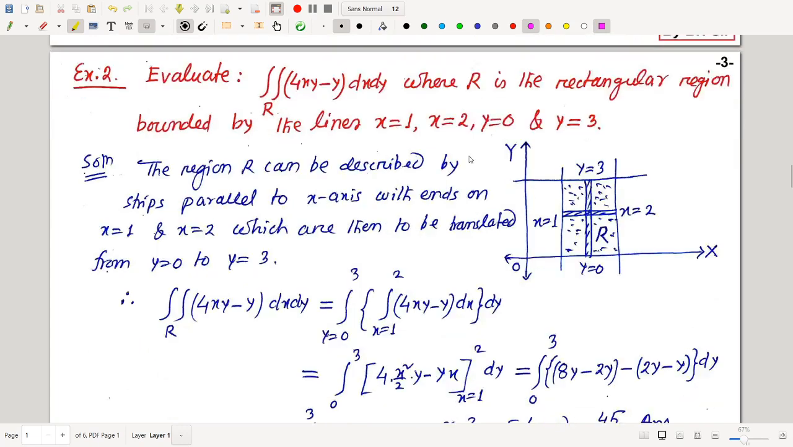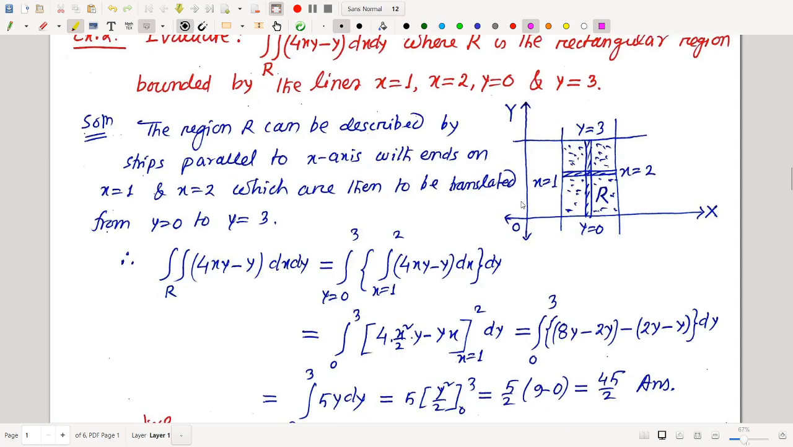Okay. Now example number 2. Evaluate double integration of the function 4xy minus y over the region R. Here symbol is given R, region is R. So R is the rectangular region. What is R? Rectangular region bounded by the lines x equal to 1, x equal to 2, y equal to 0, and y equal to 3. X equal to 1 line, x equal to 2 line, y equal to 0 line, y equal to 3 line we have given. So this is a rectangular region.